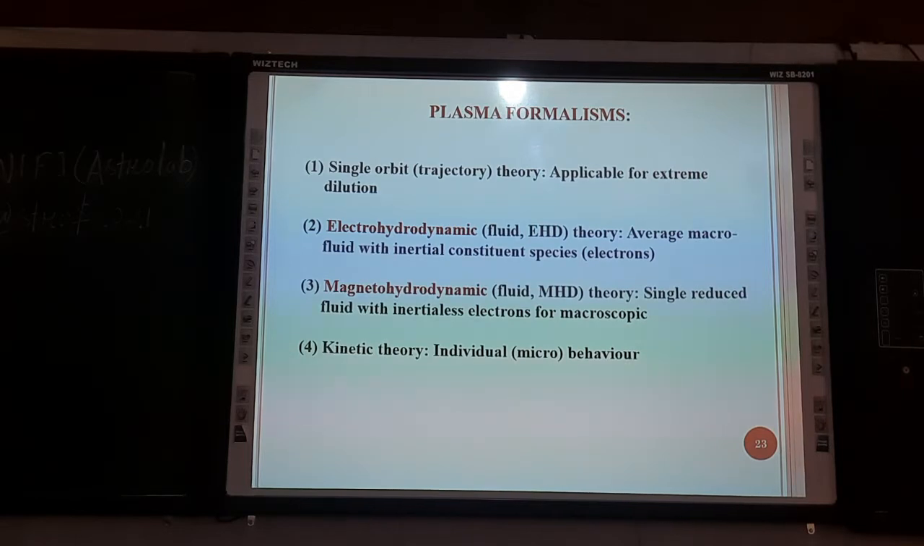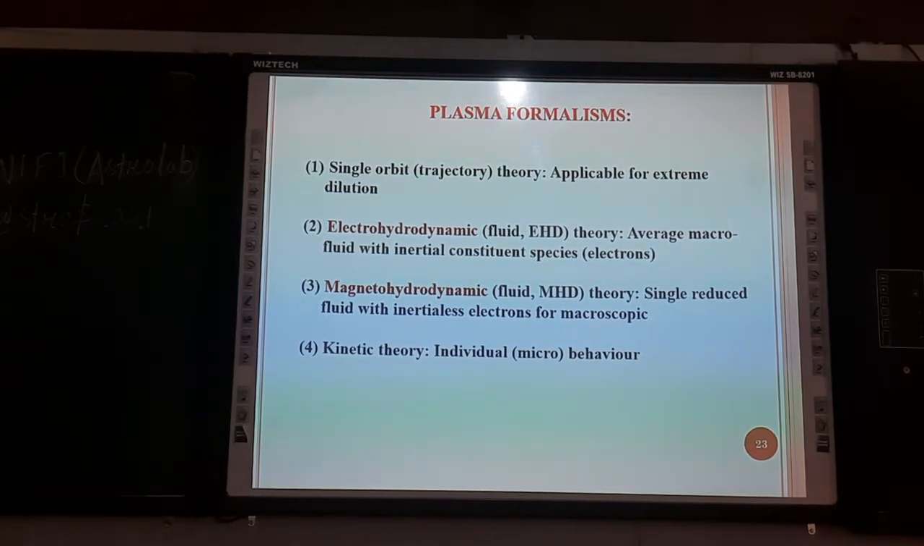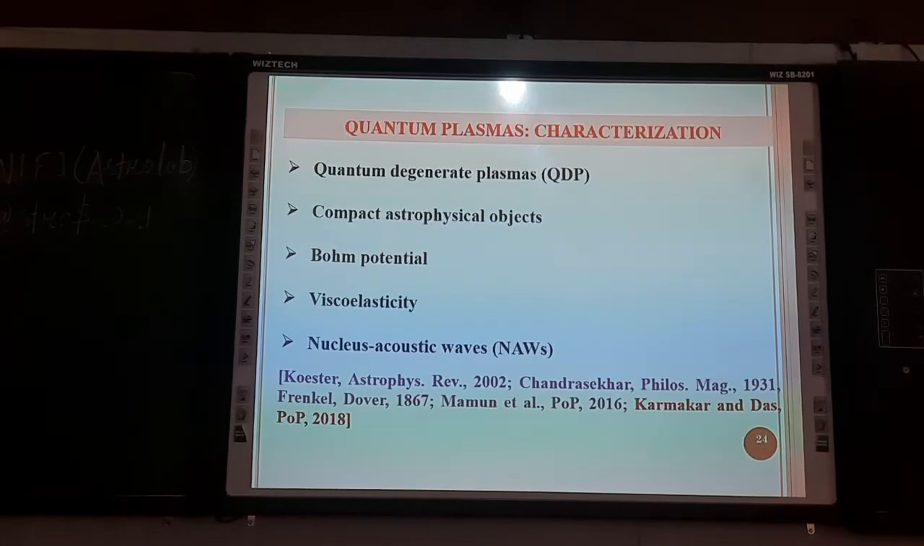What are the formalisms available? Single orbit theory, but we cannot apply it for quantum plasma because it is degenerate plasma. Then what is there? One is your EHT. Yes, EHT theory you can apply for our quantum plasma under consideration. Then again, MST, that is beyond our scope. Another is kinetic theory, that is also beyond our scope. So we'll be sticking only to the fluid dynamical theory.